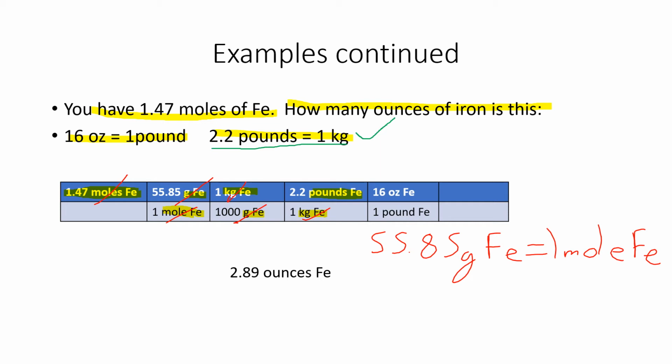We need to be in ounces. But we have a way of going between ounces and pounds. We have that conversion, 16 ounces, 1 pound. That was provided for us. We just have to use it.